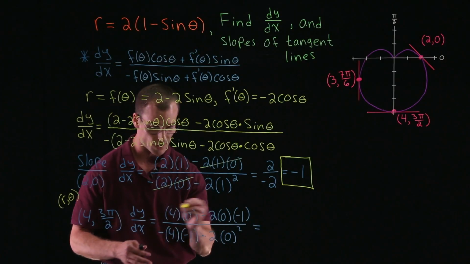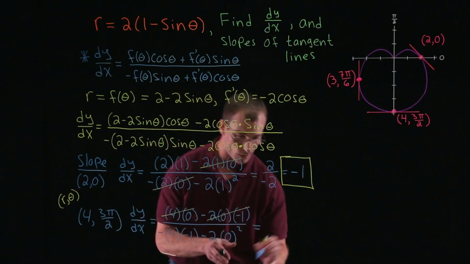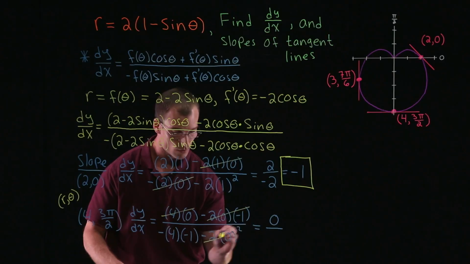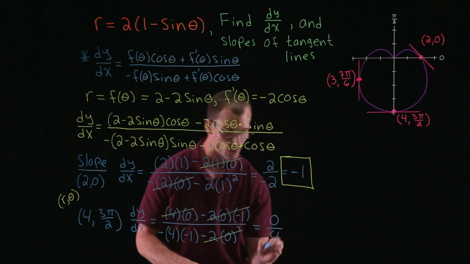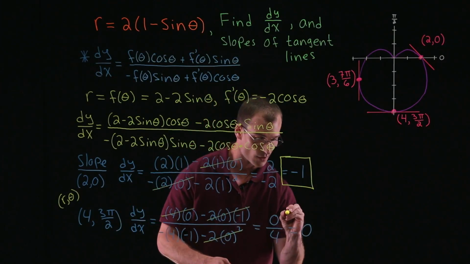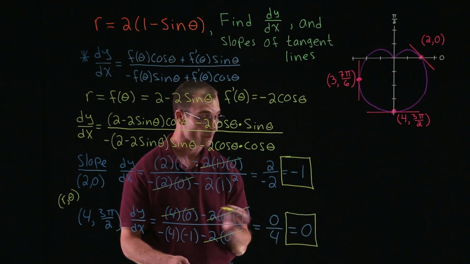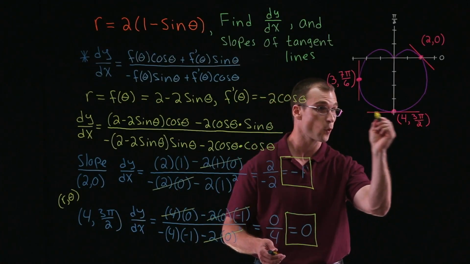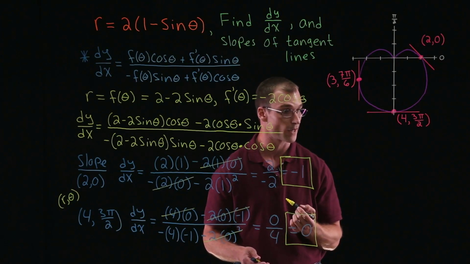So what does it look like we get? Well, the top, 4 times 0 is 0, minus 2 times 0 times negative 1, that's 0. So we're going to have 0 in our numerator, and 2 times 0 here over negative 4, negative 1, positive 4, but 0 in the numerator. We get 0 as our slope at the point 4, 3 pi over 2. So taking a look at what we have, does that seem like it makes sense? Well, it looks like we have a horizontal tangent line, so it seems like our derivative should be 0 there. So it looks like we got our work right.